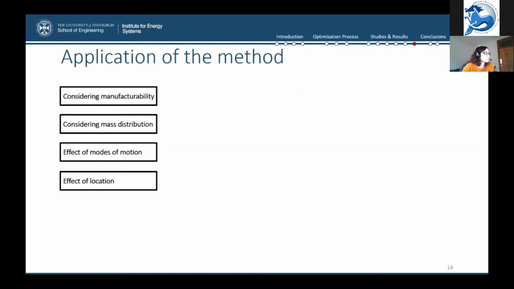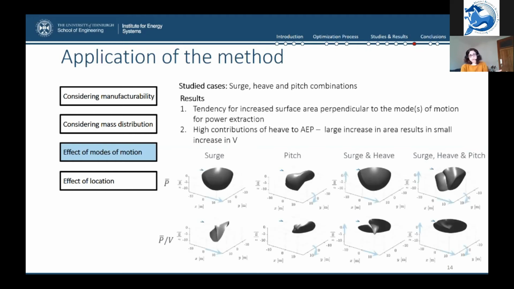And then I just wanted to show you the results I got for looking at how the mode of motion in which the device is extracting energy affects the resulting optimal shape. And in this case, I considered oscillations in surge, heave, and pitch, and all possible combinations of those. But today, I just wanted to show you a set of results for you to see what's the range of possible geometries that can come out of such an optimization process.